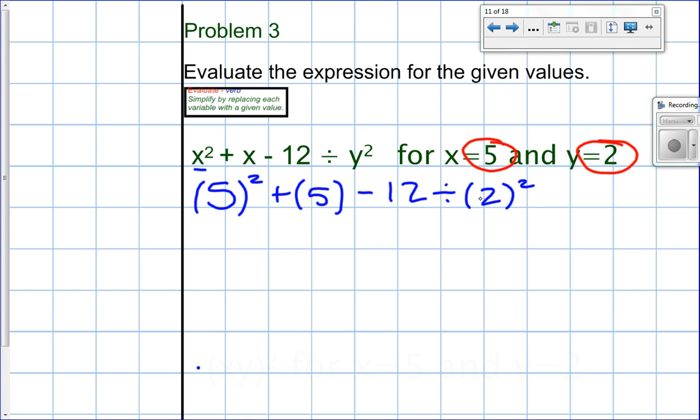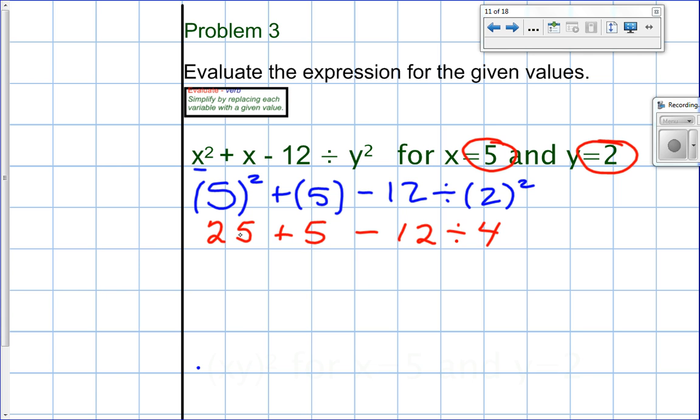So I'm going to go through this problem and I'm going to find all of the parentheses. Well, you see a whole bunch of parentheses, but there's really no work inside the parentheses. So we're going to go down to exponents. You have several of them. 5 to the second power is 25. Plus 5 minus 12, I'm skipping past all these numbers because they don't have exponents in them, divided by 2 to the second power is 4.